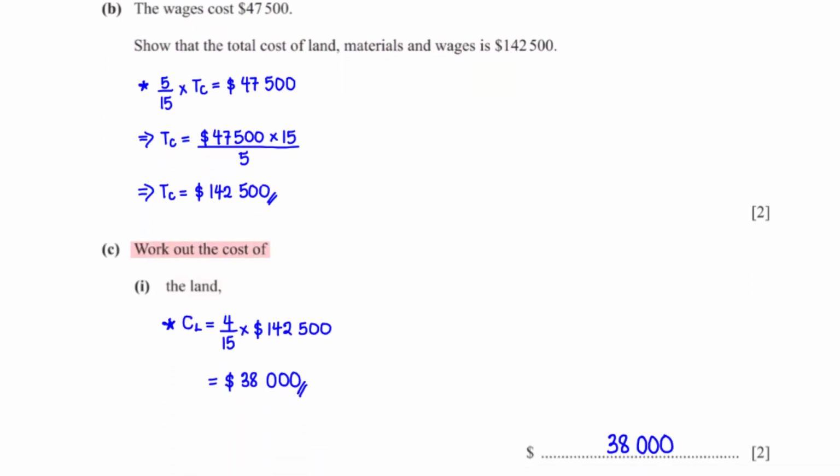Work out the cost of the land. The cost of the land is equal to the ratio share for the land, which is 4, divided by the total ratio, which is 15, times the total cost, which is $142,500. This gives us $38,000.